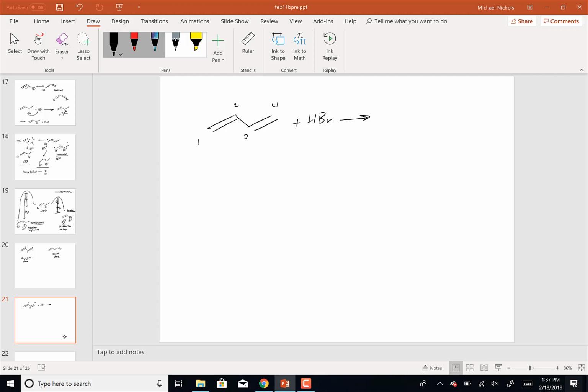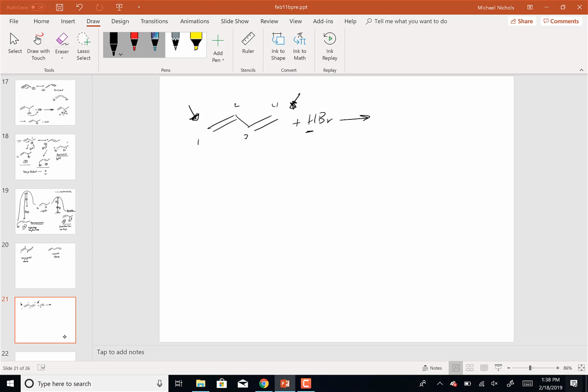So am I going to add the H+ to 2? No. Am I going to add the H+ to 3? No. I'm always going to add the H+ to either carbon 1 or carbon 4. Always. So I always add at the ends. So the rules for adding to conjugated dienes are add the H+, or add the electrophile, to the end of the 4-carbon system, carbon 1 or carbon 4.